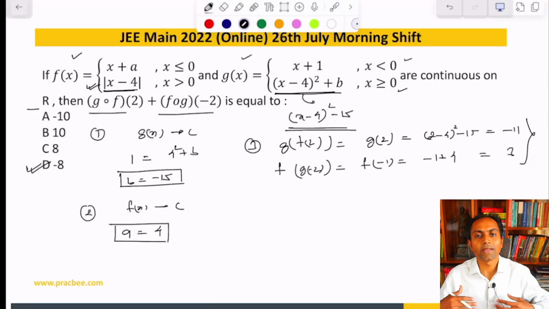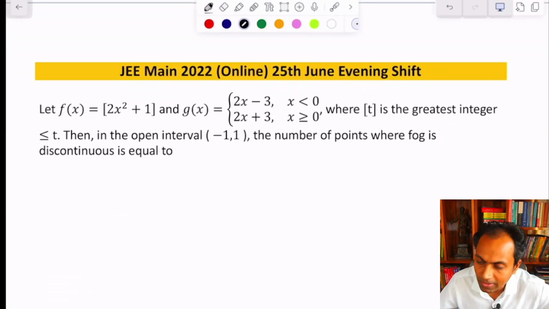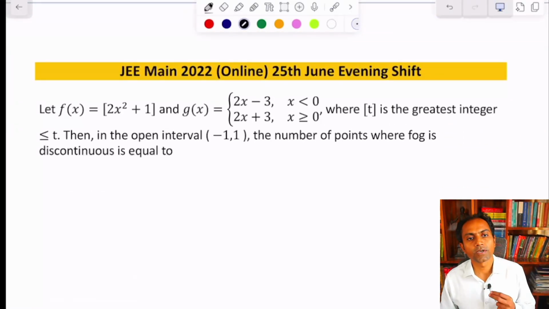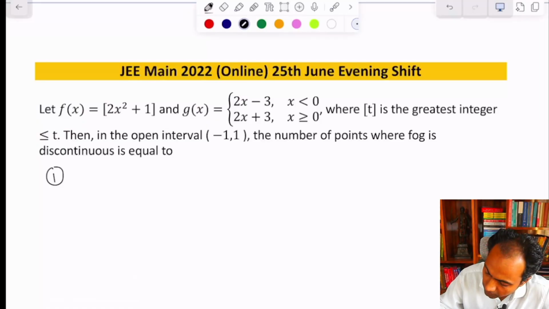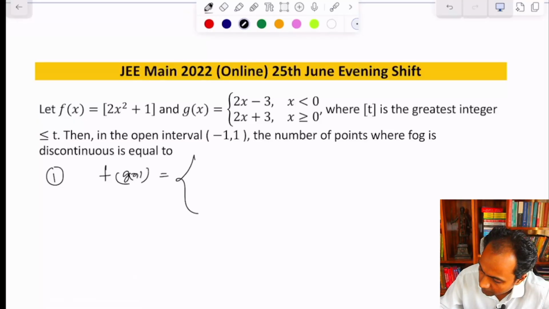Now a more complicated form of the same question can be asked in the form of this 2022 question, wherein they are asking us to figure out the number of points of discontinuity of this f of g(x). So for this, the steps are very simple. First, you will figure out f of g(x). So in the function f, you will put g(x), so that becomes 2 times (g(x)) whole square plus 1, the greatest integer function.